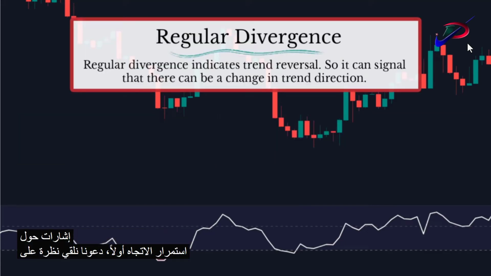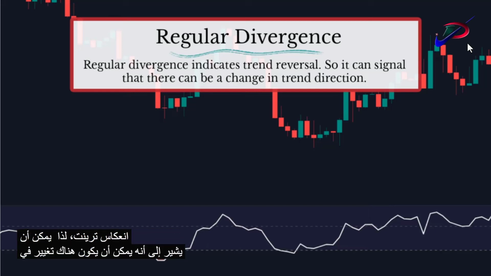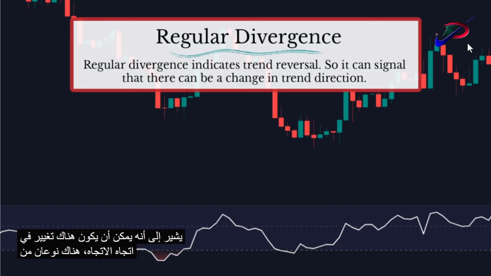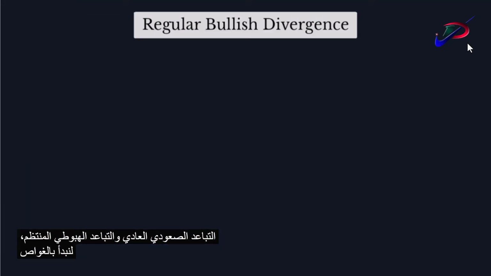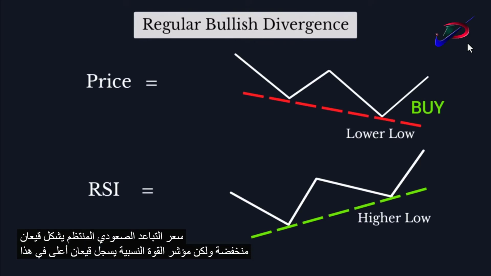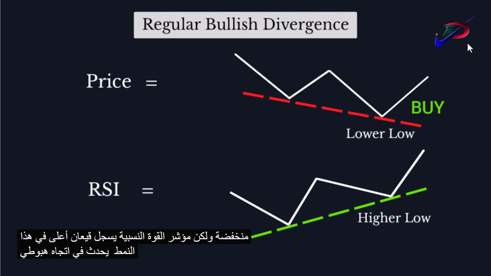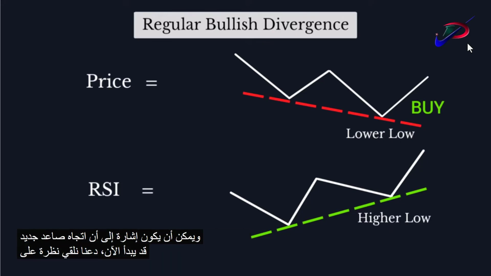First, let's have a look at regular divergence. Regular divergence indicates trend reversal, so it can signal that there can be a change in trend direction. There are two types of regular divergence. These are regular bullish divergence and regular bearish divergence. Let's start with regular bullish divergence. In regular bullish divergence, price makes lower lows, but RSI makes higher lows. This pattern occurs in a downward trend, and it can be the signal that a new upward trend may start.